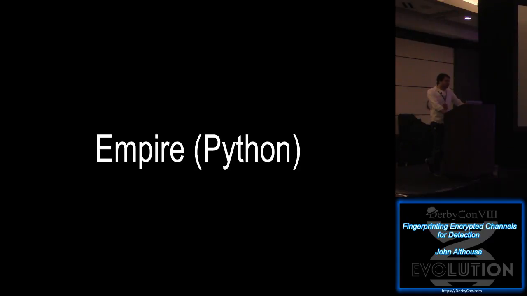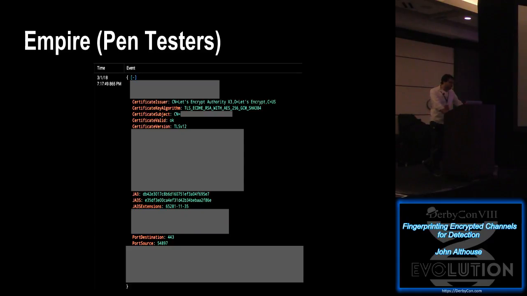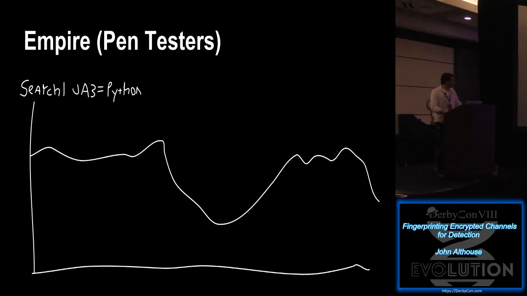Let's dive into Empire over Python. So this example is again with pen testers. And so they were using the Python version of Empire. So the JA3 there is the JA3 for Python. If I look for that in our environment, and I forgot to take a screenshot of it, but I swear this is what it looked like in Splunk. There was a lot, right? Because it's Python. And there's a lot of Python happening in a dev environment.